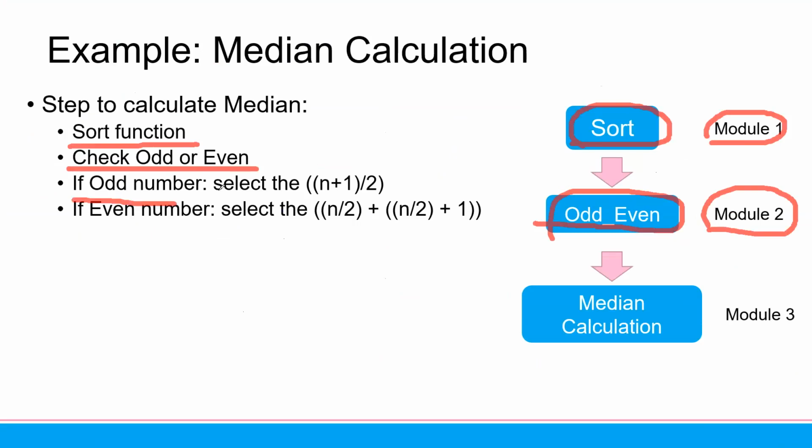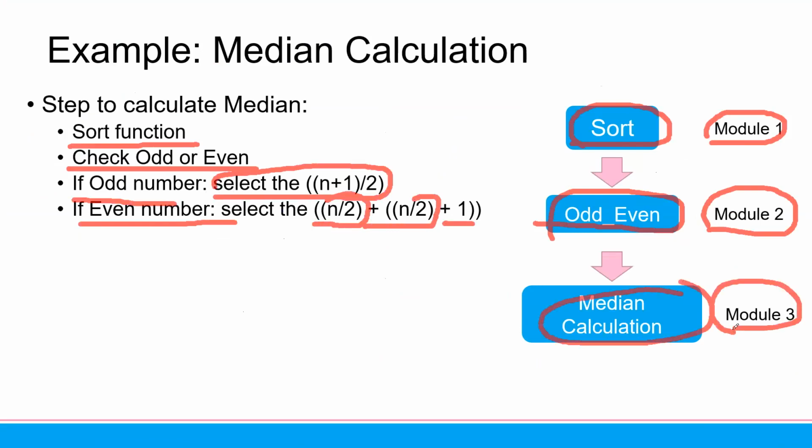If odd number, then select n plus 1 divided by 2. If even number, then select n divided by 2 and n divided by 2 plus 1. So this is the median calculation, or we can say this is module number 2. So we can also think of the modularity something like this one. So you can make 3 different functions. Okay.